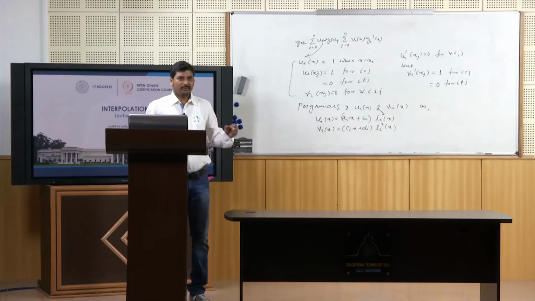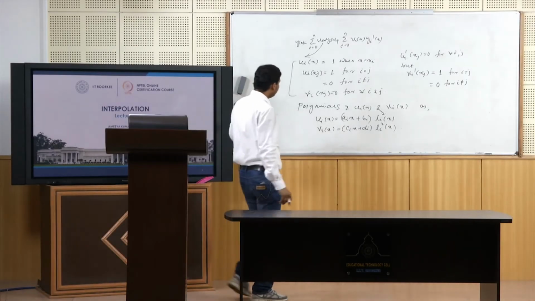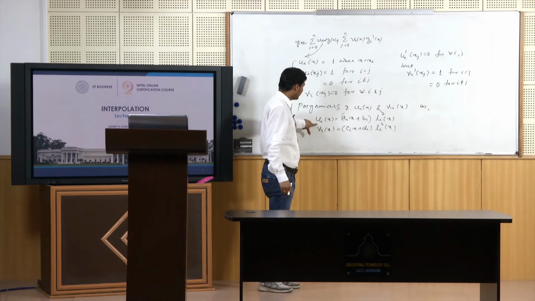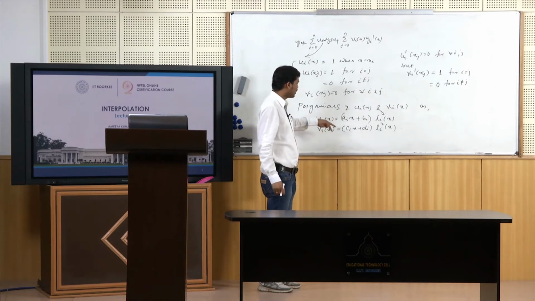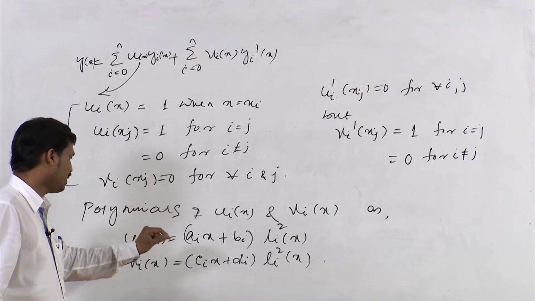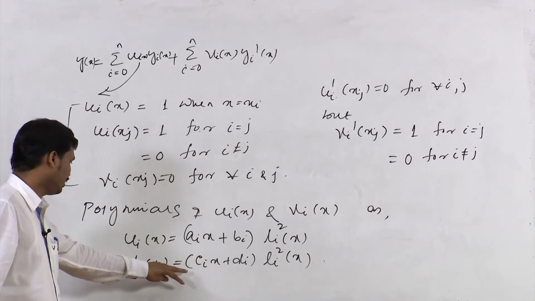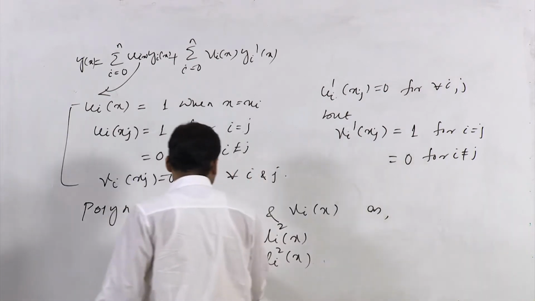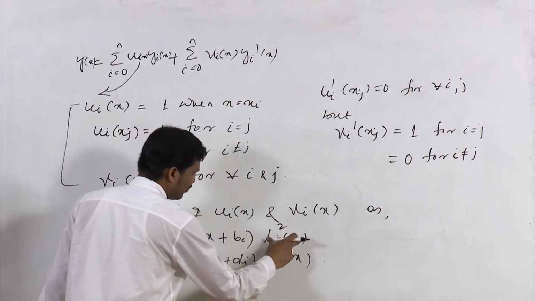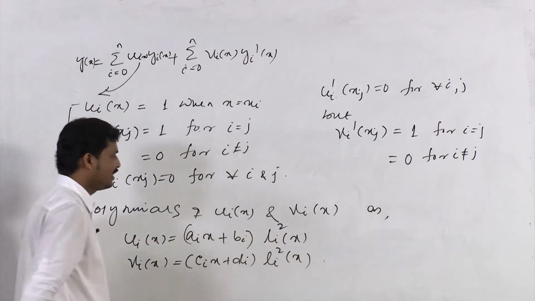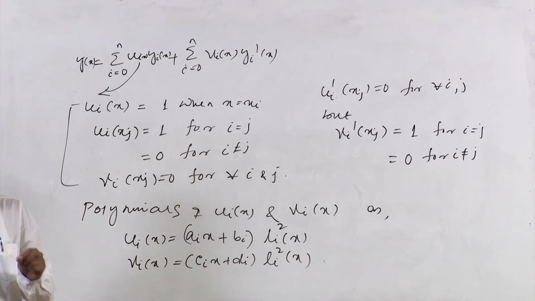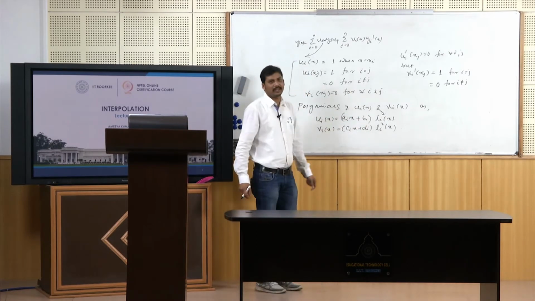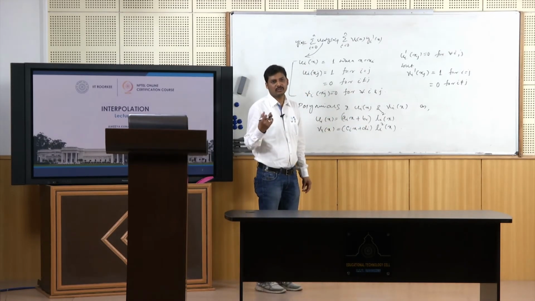This means that if we want to associate this Lagrangian polynomial L_i(x) with this polynomial u_i(x), and similarly with this polynomial v_i(x), then if it is multiplied like L_i(x) into L_i(x), this generates a polynomial of degree 2n, and if it is multiplied with this function a_i x plus b_i, it can generate a polynomial of degree 2n plus 1 there.